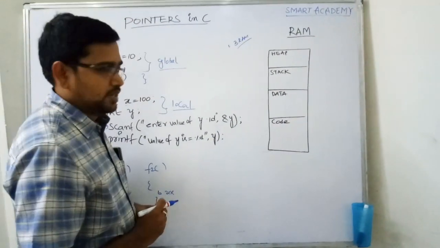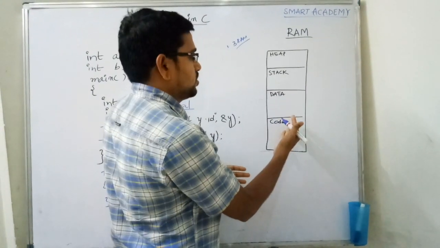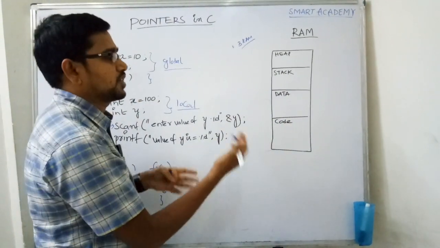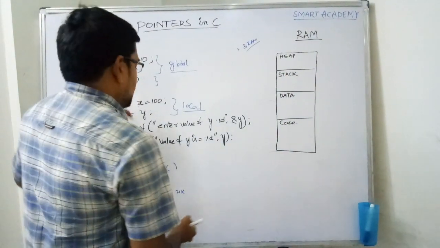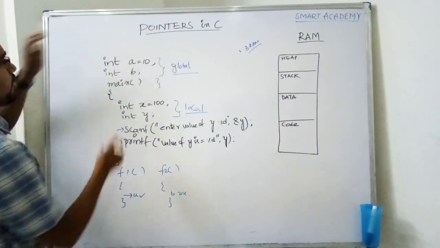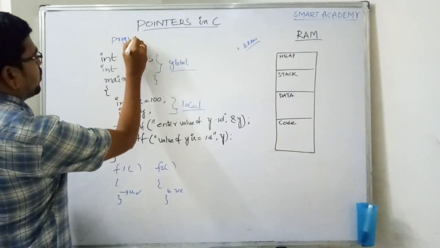What is code segment? There is another name: we can also use the name segment instead of section. Code segment, data segment, stack segment, and heap segment. So my program, let me name my program as program1.c.